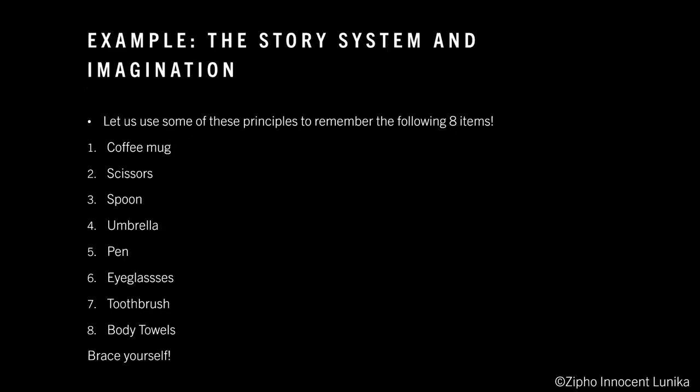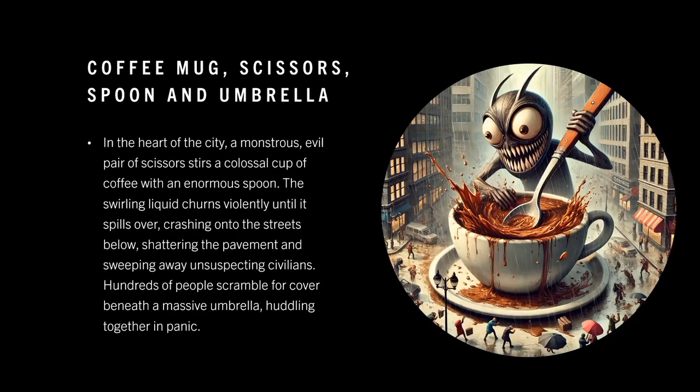Later, we have a fundamental theoretical understanding of how the mind works. We'll now use a certain memory technique called the story technique to memorize all of these 8 items. So we're going to memorize coffee mug, scissors, spoon, umbrella, pen, eyeglasses, toothbrush, body towels. So brace yourselves. We're going to come up with a story to remember all of these items creatively. So let's start off with these first 4 items: a coffee mug, scissors, spoon, and umbrella.